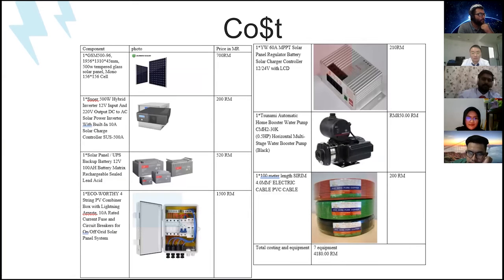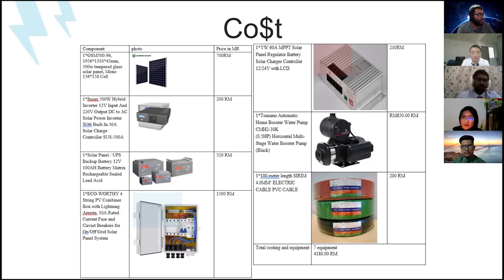So right now we are going to talk about the cost that we have here. We have in total 7 equipment that we are going to use. The first one is the GSM 596 solar panel. It has the dimensions 1956 multiplied by 1310 multiplied by 45 mm for the cell. It produces 500 watts and it's called a tempered glass solar panel. This one is very rare to find, but actually it's very advanced. It's very new. This is the first 500 watt glass that has been in the market.